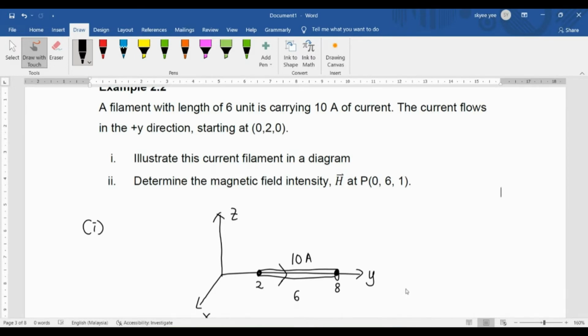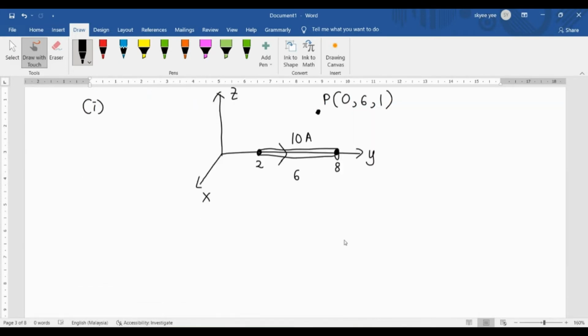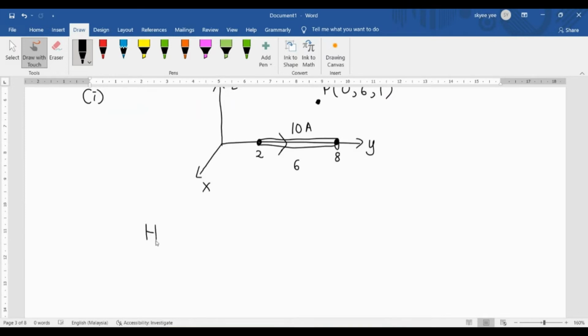Question 1 you complete. Determine the magnetic field intensity at point P (0, 6, 1). So this is your observation point P at 0, 6, 1, where you wish to find out what is the H, the magnetic field intensity, at this point. We can use the formula that we have learned: I over 4 pi r, times cos alpha 2 minus cos alpha 1.